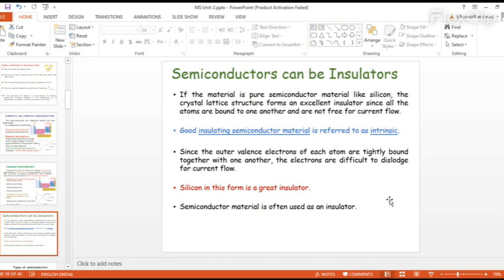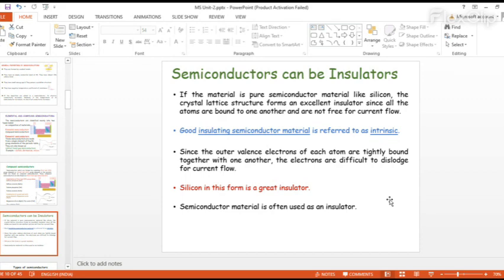So semiconductors can be insulators. How can it be an insulator? If the material is a pure semiconductor like silicon, the crystal structure forms an excellent insulator since all the atoms are bound with each other through covalent bonds. Hence, there are no free electrons. If there is no free electron, then definitely there is no current flow. A good insulating semiconductor can be referred to as an intrinsic semiconductor.